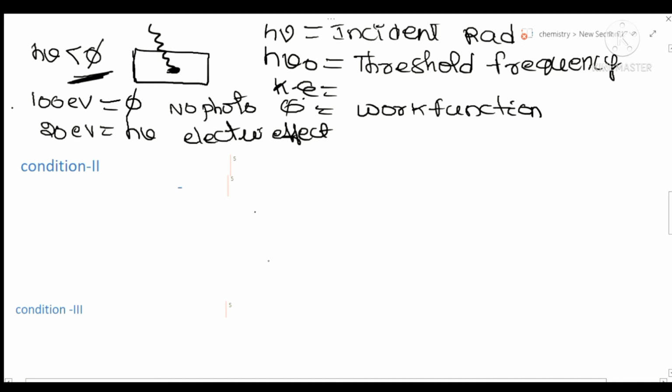So condition number 2. Here I am considering another metal surface. Here I am supplying some incident radiation, that is called h mu.